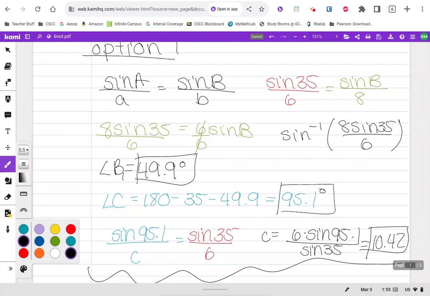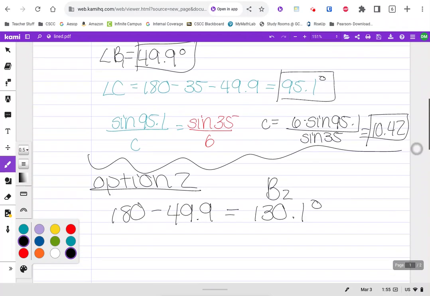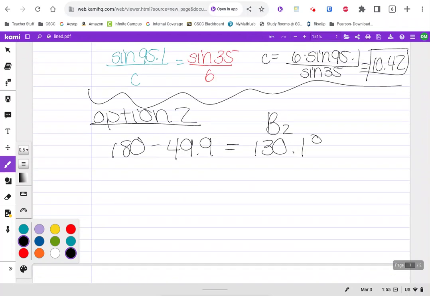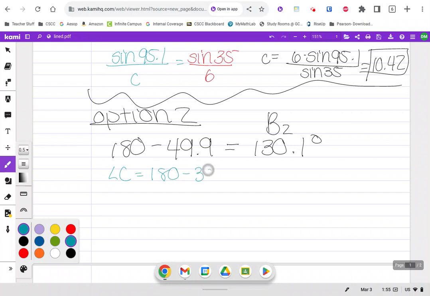Now, I personally like to solve all of option 1 first. And then, because now I've got down here what side B is, I can go through and finish finding all of the stuff for C again. So angle C is now going to be 180 minus the 35 from earlier minus this 130.1. That gives me a super teeny tiny angle for C of 14.9 degrees.